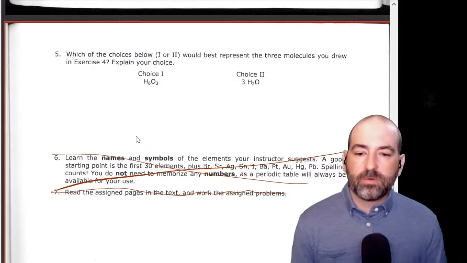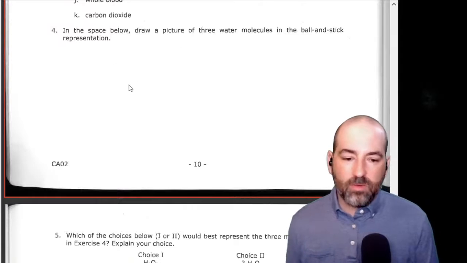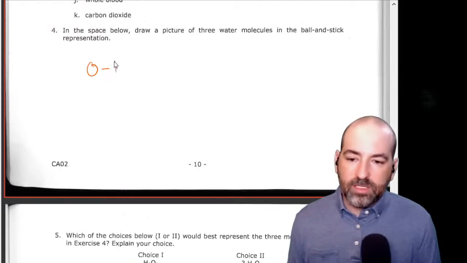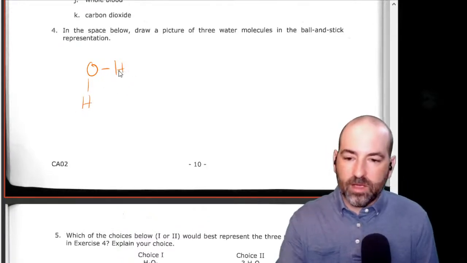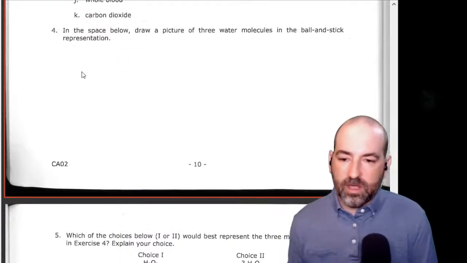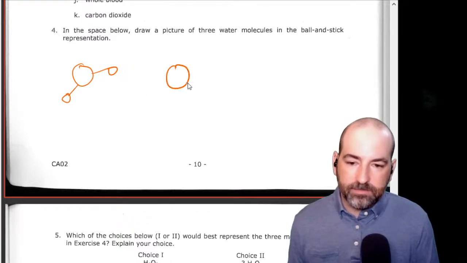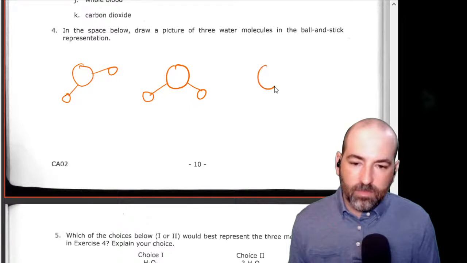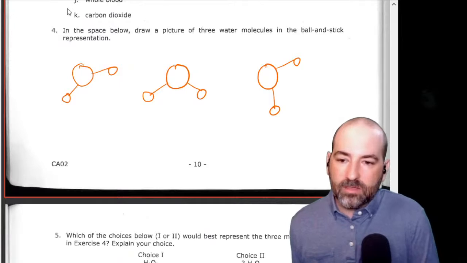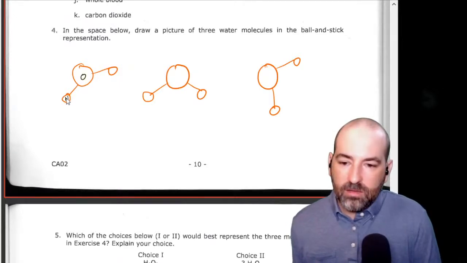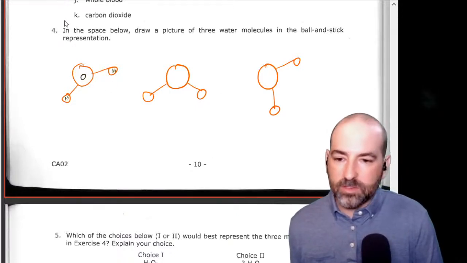Which of the choices would best represent the 3 molecules you drew? So you're drawing 3 water molecules. I guess we do have to draw them. So 3 water molecules. Water is H2O. Ball and stick means you can either use the actual balls or you can use the letters. I guess since we used the balls earlier, we'll stick to that. So oxygen is bigger than hydrogen. So we might do something like that. So there's one. There's another one. And there's the third one. All right, so 3 water molecules. Inside is the oxygen, and these are the hydrogens over there. You can do it with letters too.